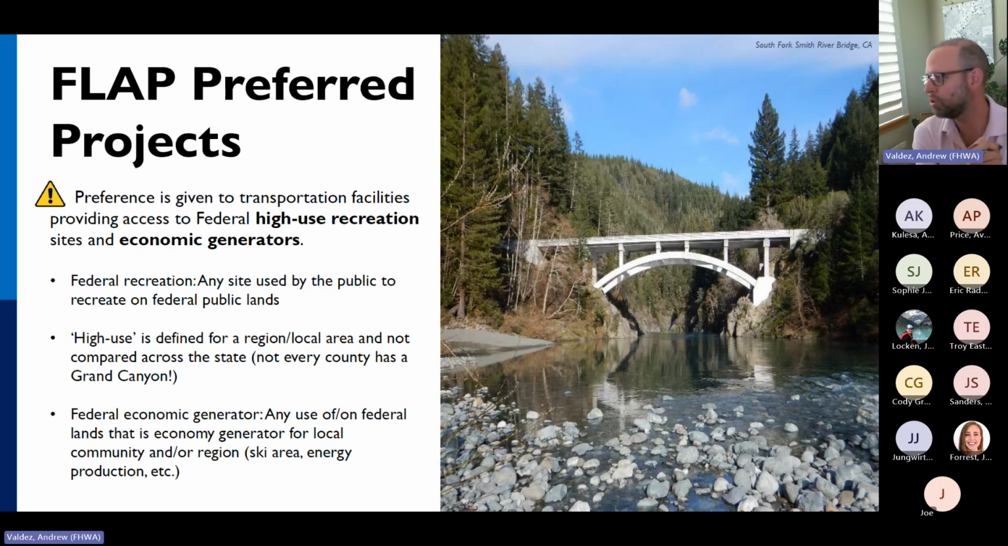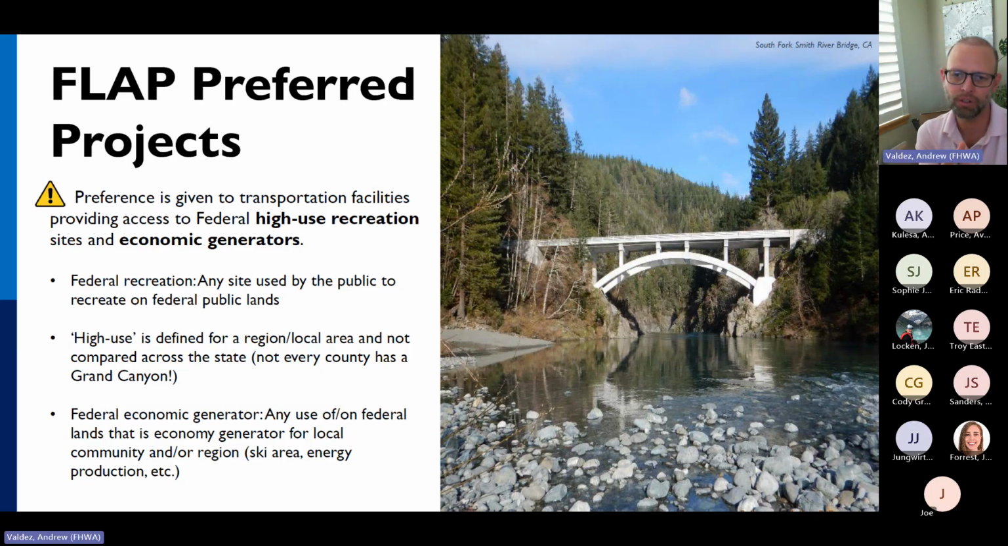Right, moving on to preferred projects. As we mentioned before, preference is given to transportation facilities providing access to federal high-use recreation and economic generators. Again, that's in the legislation. Federal recreation is defined as any site used by the public to recreate on federal lands. High use is defined as regional or area, and not compared to an entire state or county. Not every county will have Mount Rushmore, for example.